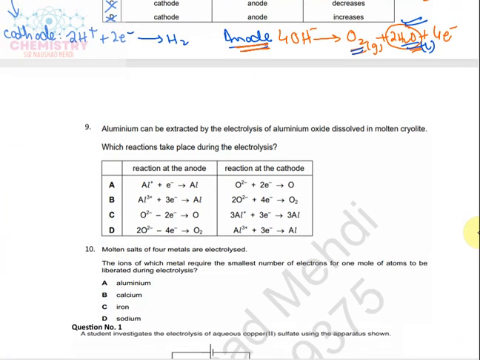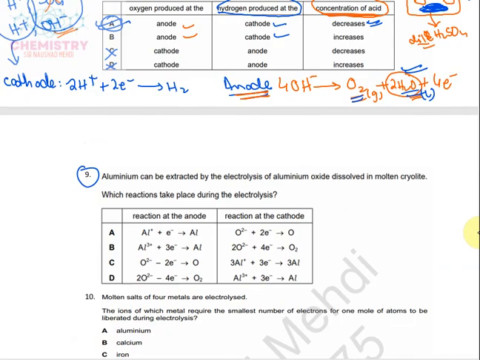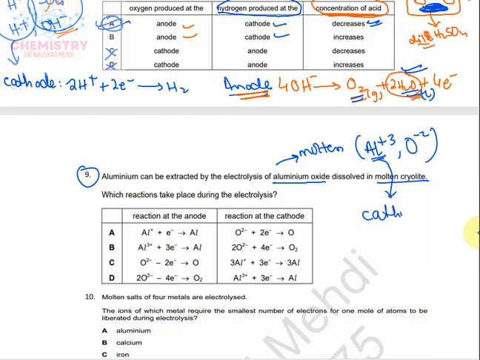Now, the next question says that aluminium can be extracted by the electrolysis of aluminium oxide dissolved in molten chloride. This question is related to the extraction of aluminium. When extracting aluminium, you use the electrolyte molten aluminium oxide, which has two ions, the aluminium ion and the oxide ion. The aluminium ion is a cation, so it will be discharged at the cathode, and the oxide ion will be discharged at the anode because it is an anion.